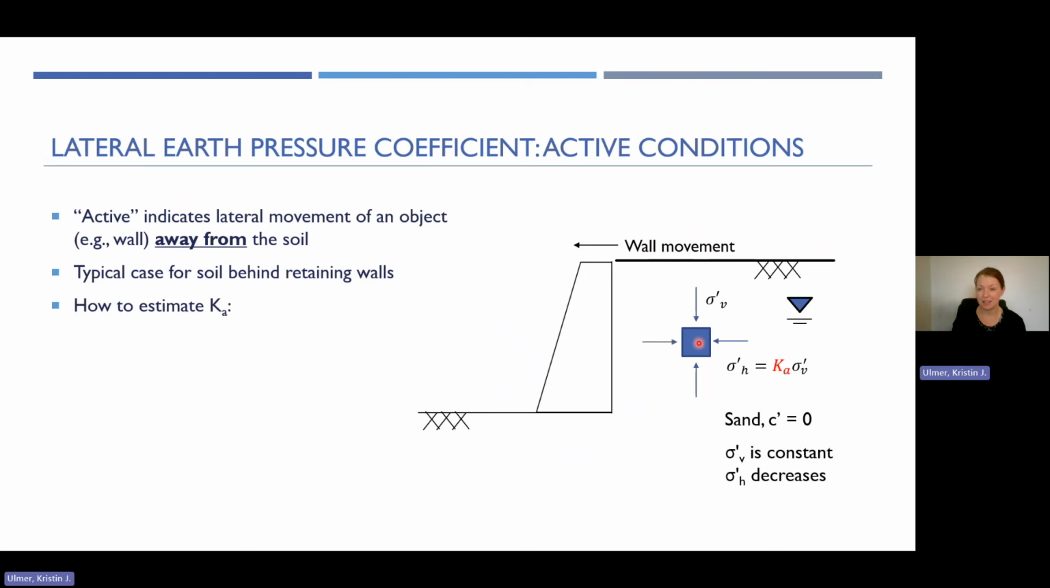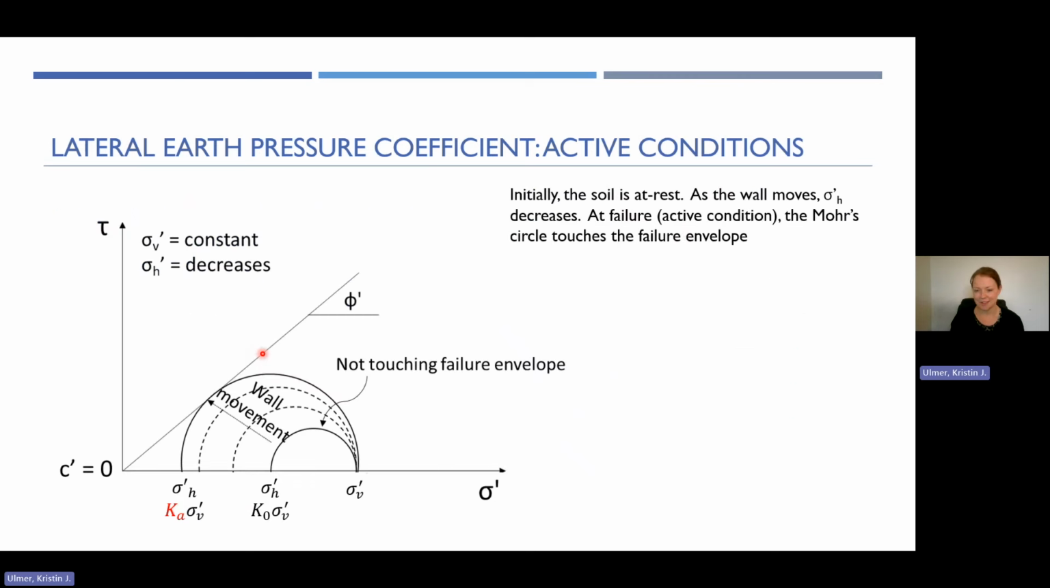How do we estimate the lateral earth pressure coefficient for active conditions? This is the equation that you would use in the Rankine theory. So Ka is tangent squared of 45 degrees minus your friction angle divided by 2. Now, how do we get that value? I'll show you on the next slide how we get there using more Mohr circles.